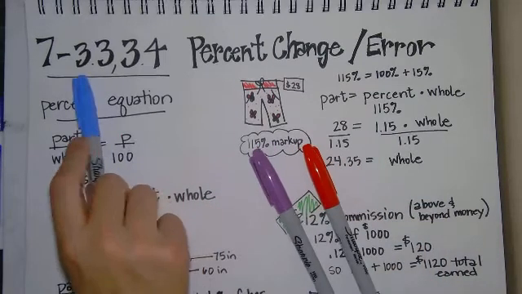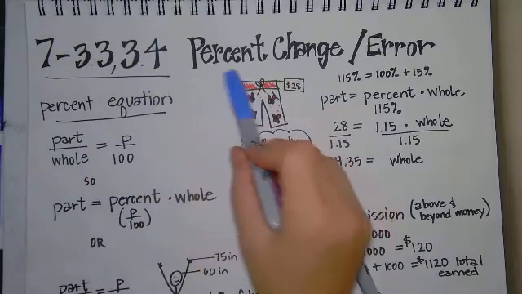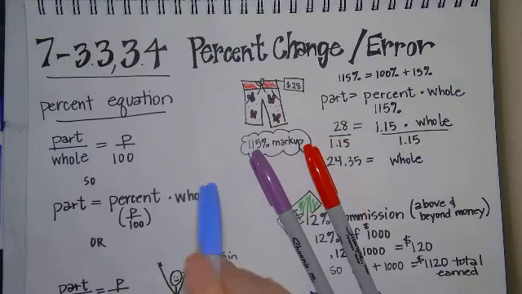I'm going to talk about 3.3 and 3.4 together for 7th grade math. That's because we're talking about percent change and percent error. So, notebooks out. Let's write some things down.